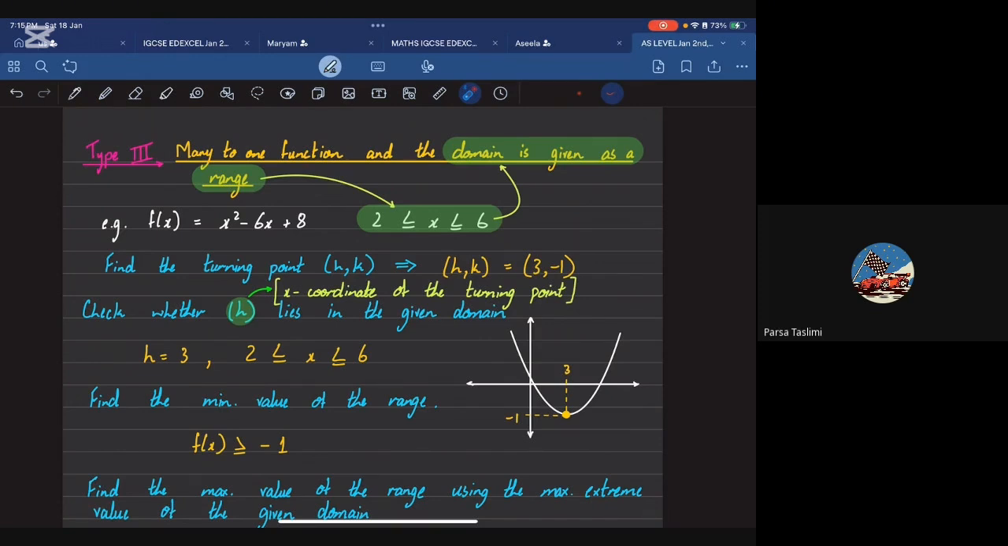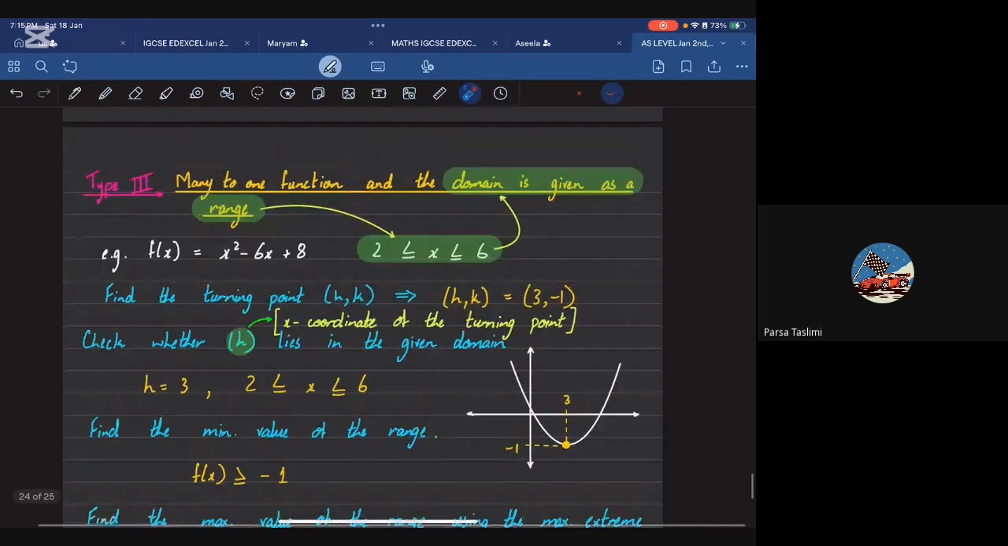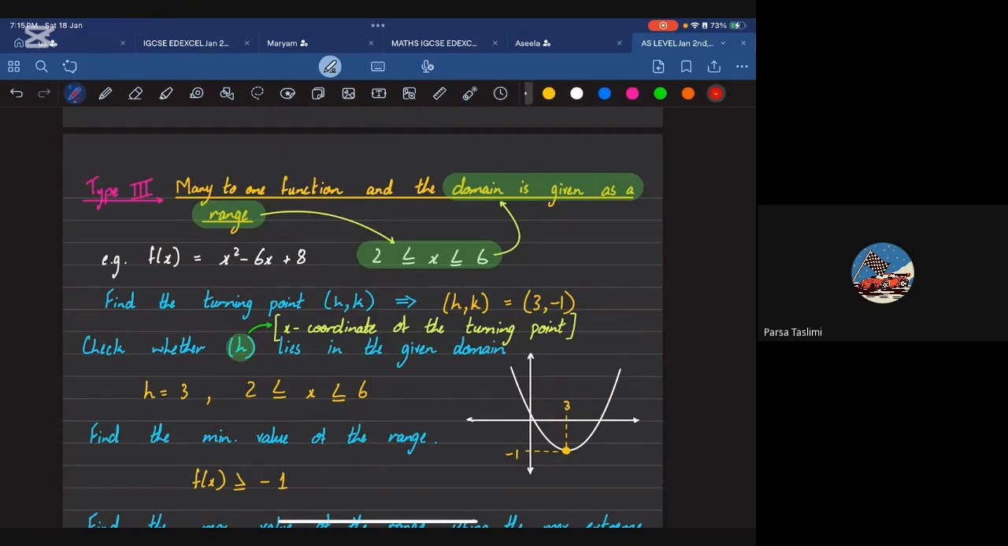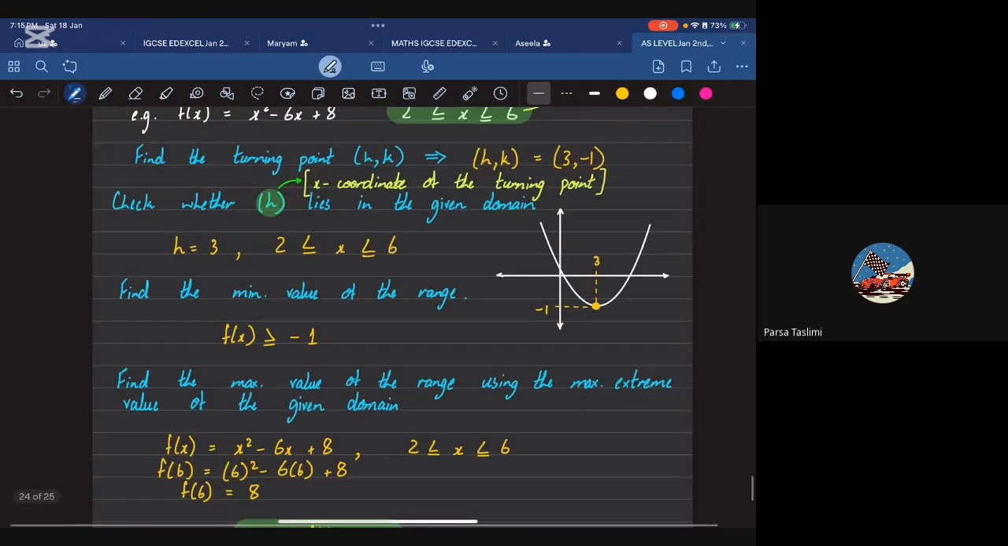That leads us to the final type of domain and range finding: what if your turning point does not lie in the given domain? We can call this type 3.1. There's a highly likely possibility that your turning point does not lie in the given domain. Then what will you do?